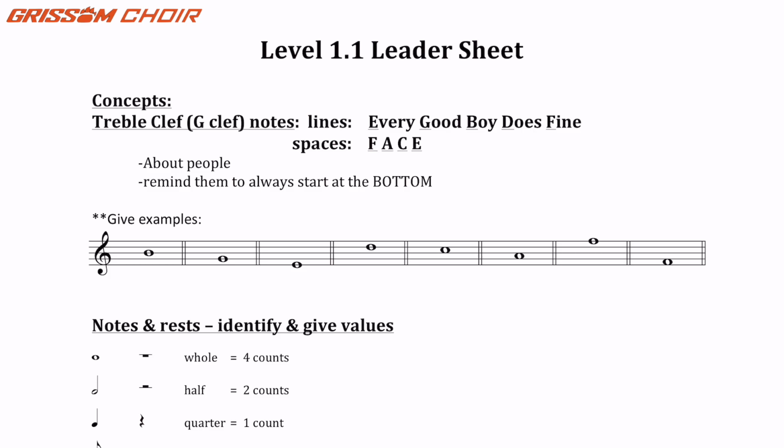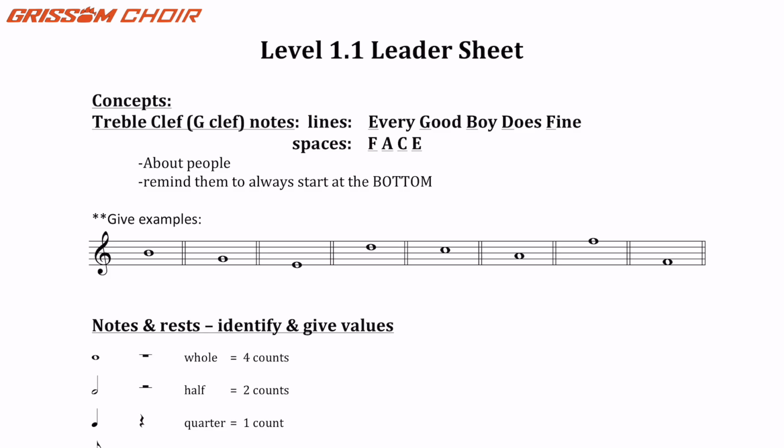An easy acronym that you can use for the lines of the treble clef is every good boy does fine, and the spaces spell face. The easiest way to remember both together is that the treble clef lines and spaces are about people. Every good boy does fine, and people have faces. As I said earlier, you always have to start from the bottom of the treble clef, because the bottom line is E, not the top line. The top line is F.